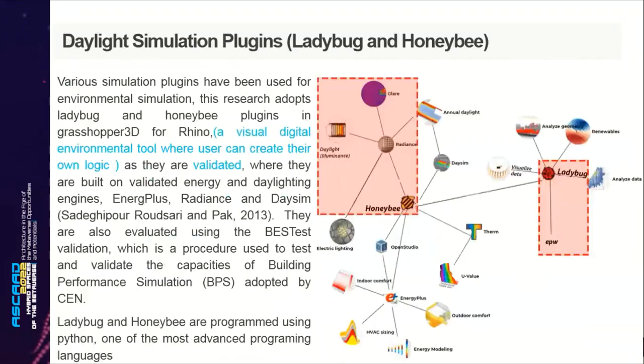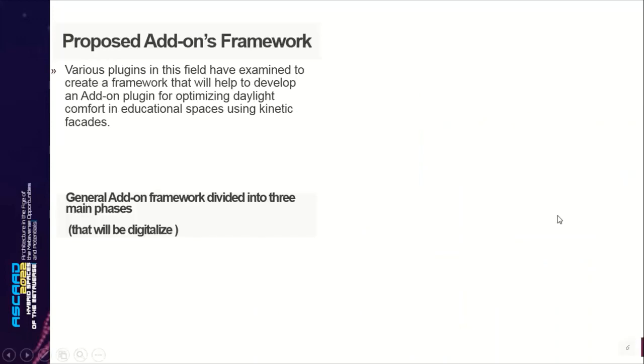There are different simulation programs for doing environmental simulations. Here, the used plugins are Ladybug and Honeybee. Ladybug and Honeybee are plugins in Grasshopper 3D for Rhino. So, various plugins in this field have examined to create a framework that will help to develop an add-on plugin for optimizing daylight comfort in educational spaces using kinetic facades. But before digitalizing this add-on, an add-on framework is created.